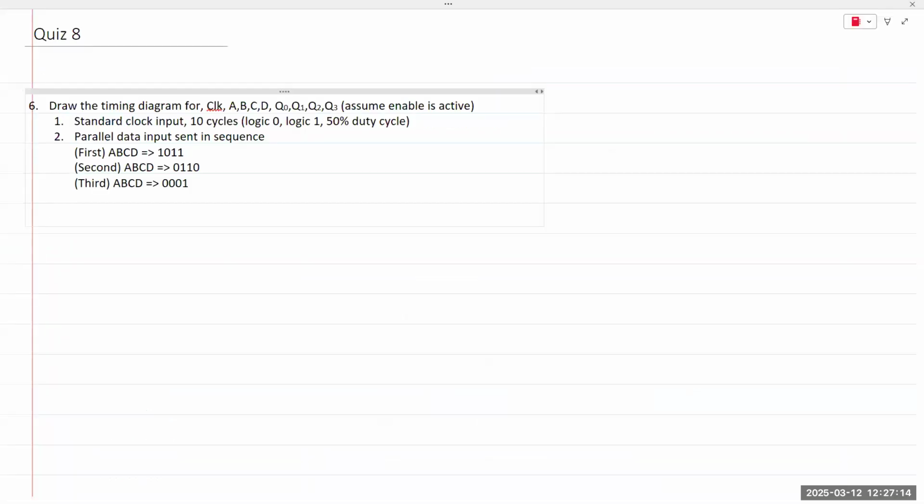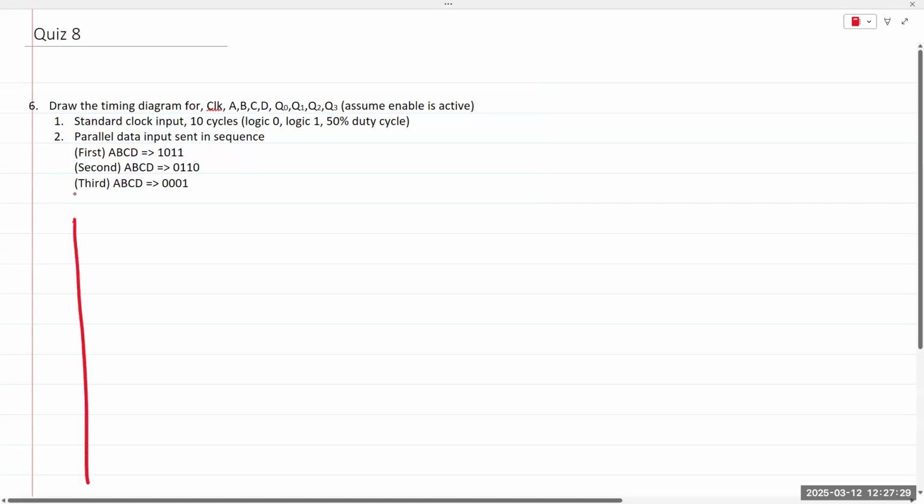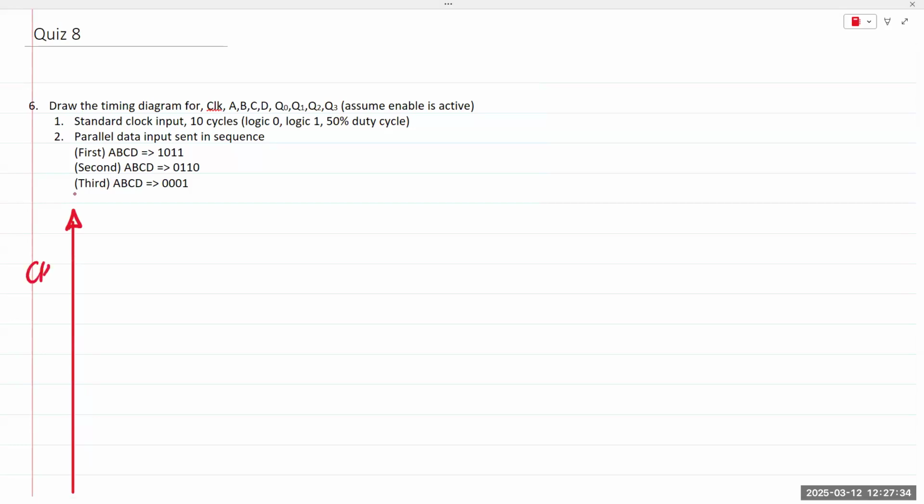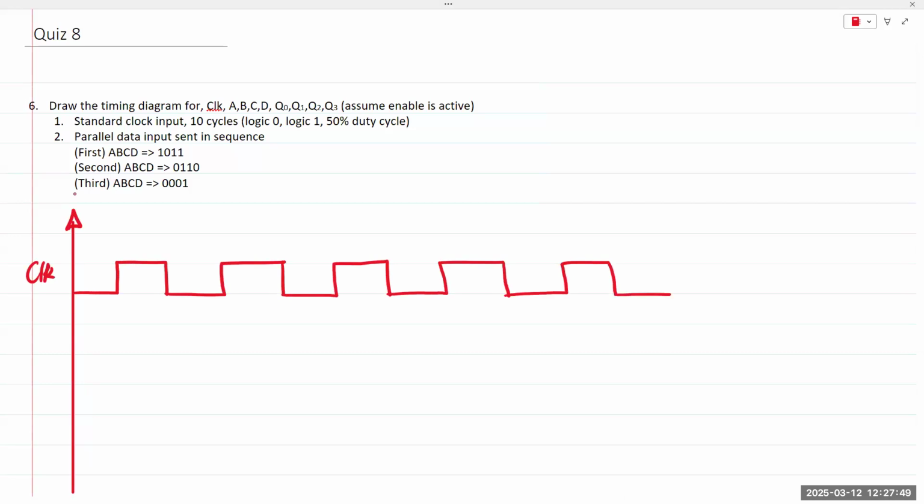All right, I'm going to have to move this to the side. Actually, it'll work. Okay, so clock for 10 cycles, 50% duty cycle. It doesn't matter what you draw out as long as it has a 50% duty cycle. All right, so CLK. That's not quite 50%, but you get the idea. So that will be the clock, right?